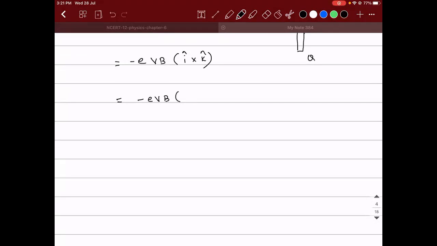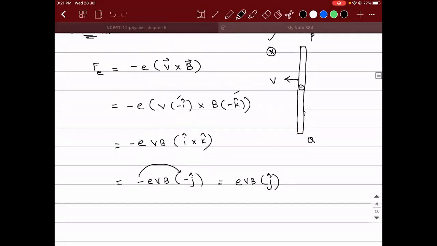Negative, sir. Negative j, sir. Minus j. Yes, minus j. That's right. So minus j. So minus and minus will get multiplied: evB into j cap. So the meaning of this is, if one electron is experiencing a force in the direction of j cap, the remaining electrons will also experience the force in the same direction, j cap.